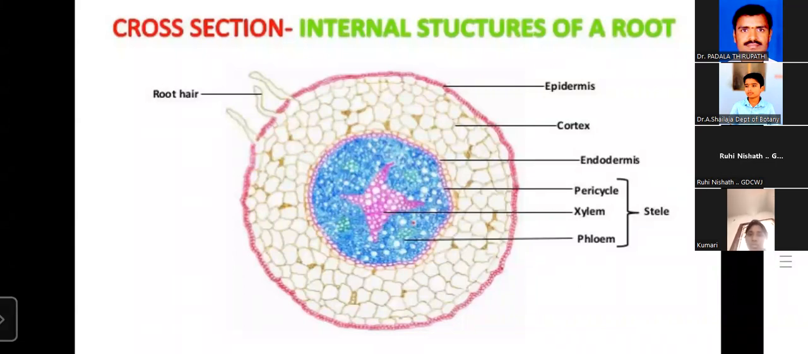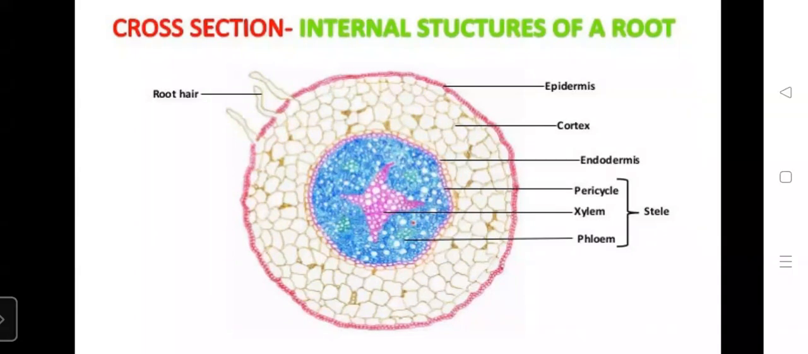The layer next to the endodermis is known as the pericycle. It is in pink color, and a single-layered pericycle is present. The pericycle forms the outer boundary of the primary vascular cylinder of the dicot roots. The pericycle may be uniseriate or multiseriate, but in this diagram it is uniseriate only. Examples: Morus, Salix, aerial roots of Ficus benghalensis.